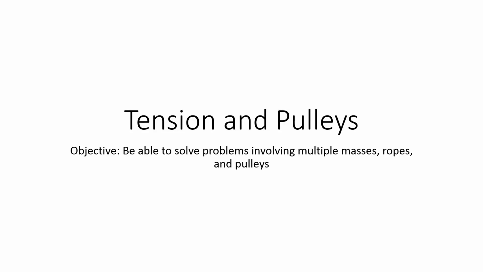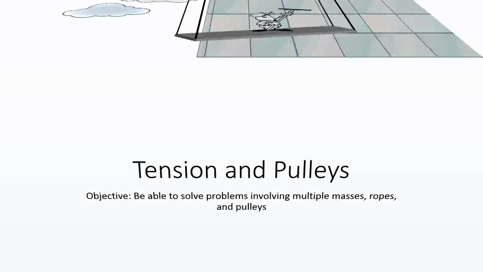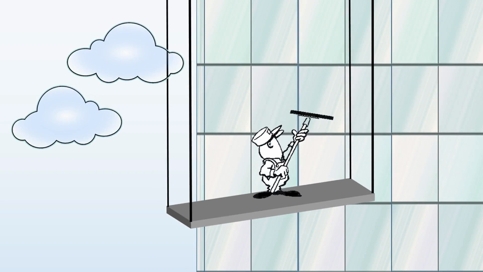This video is to be able to solve problems involving ropes and pulleys. We'll start by taking a closer look at the force of tension. This is Wally, the window washer. For Wally to wash the windows, he stands on a platform suspended by 4 cables.